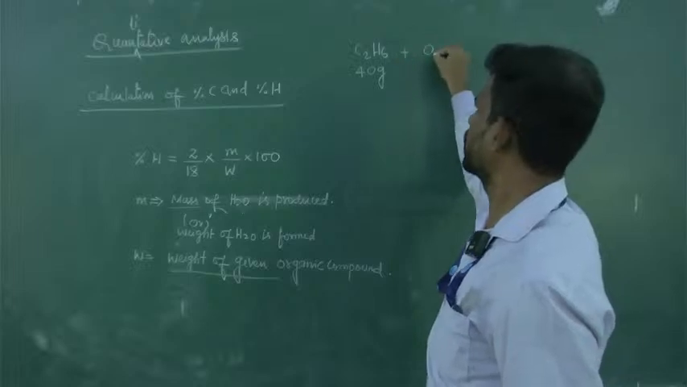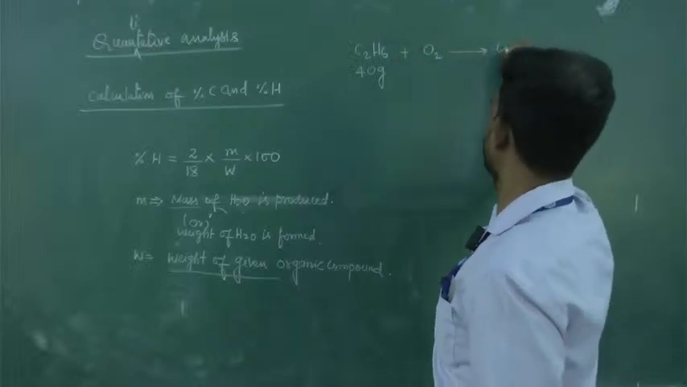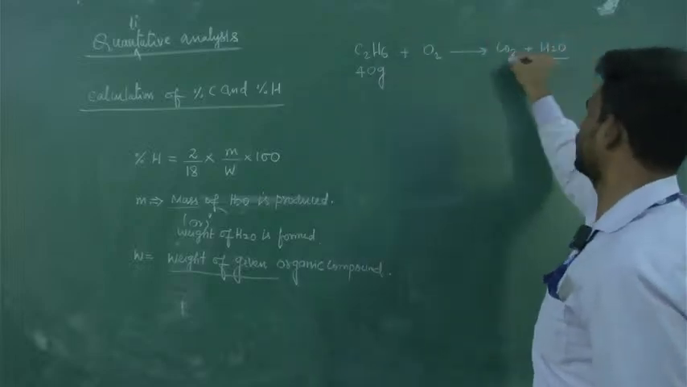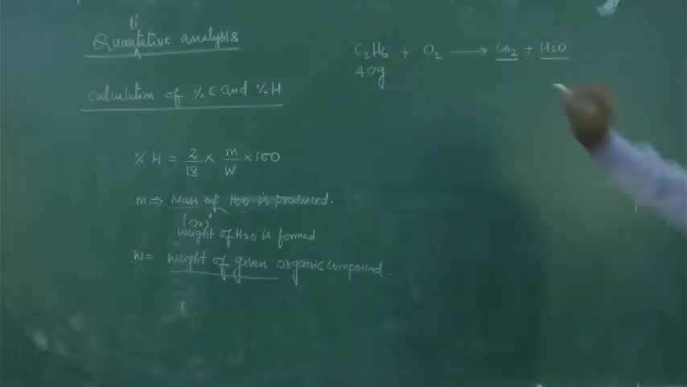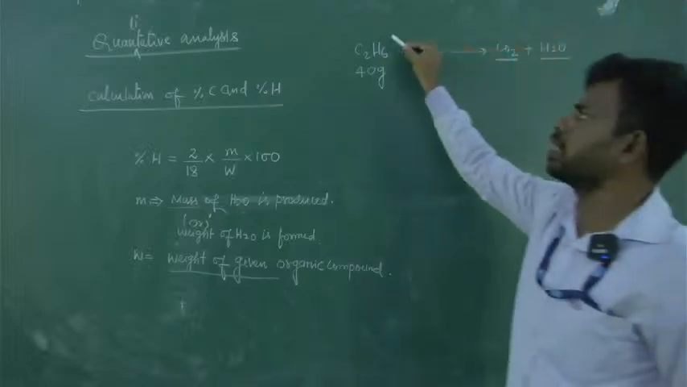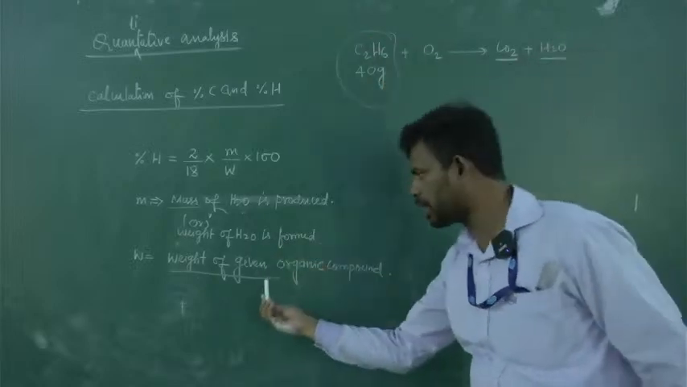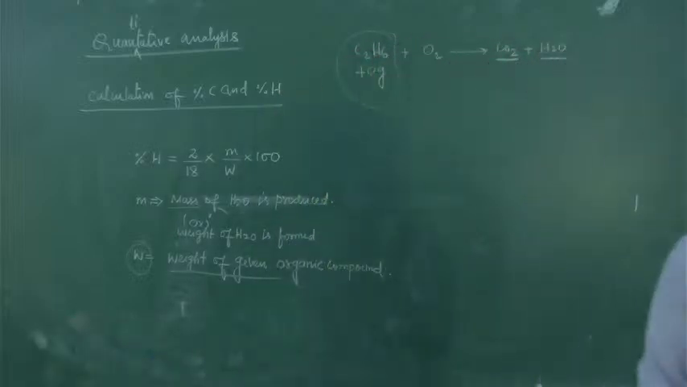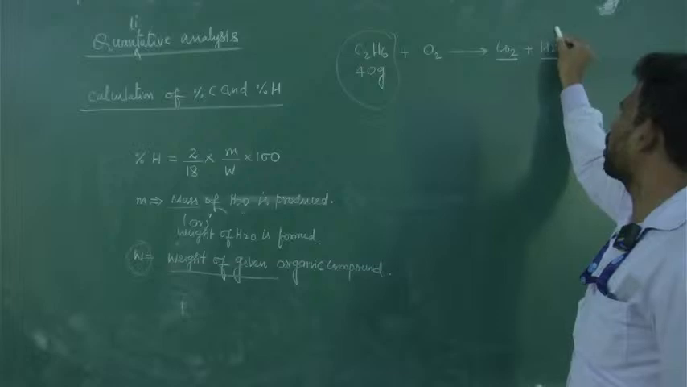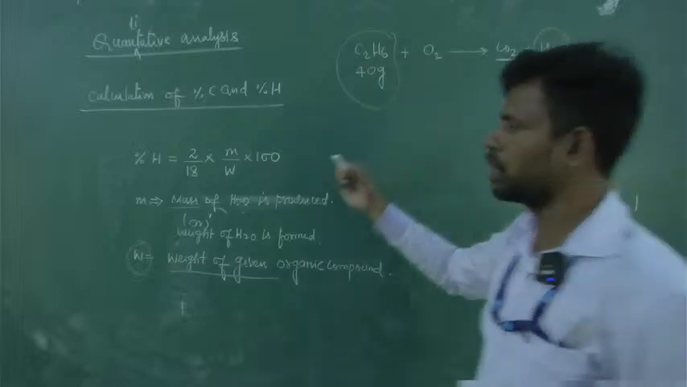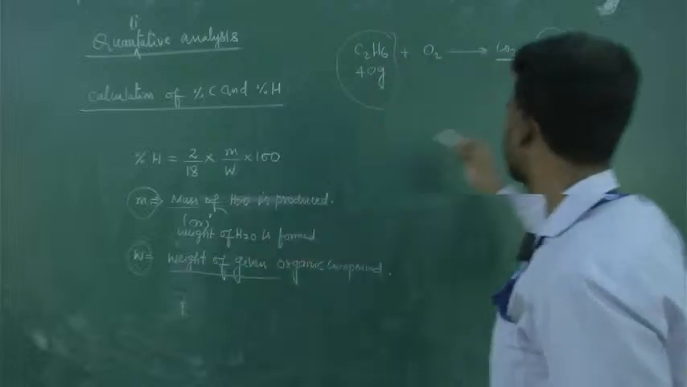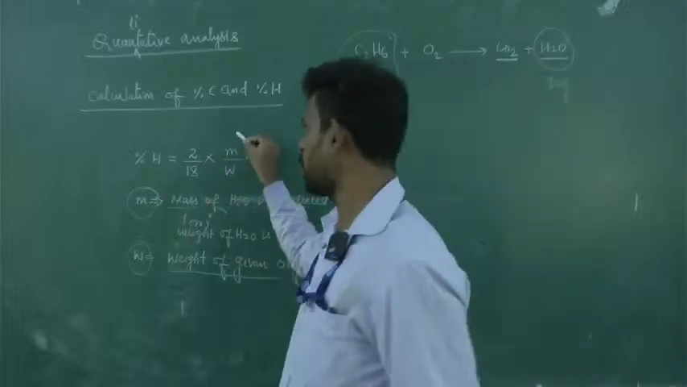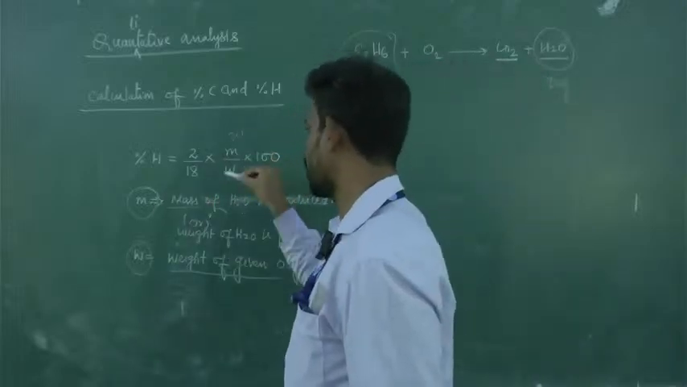Suppose you do any combustion process, some amount of carbon, I am not balancing the reaction, this is going to produce H2O as well as CO2. Just a random reaction. The initial compound weight is W: 40 gram. How much amount of H2O is produced, you have to take it as small m. Suppose 20 gram is produced, so you substitute m is equal to 20. The initial organic compound is 40.